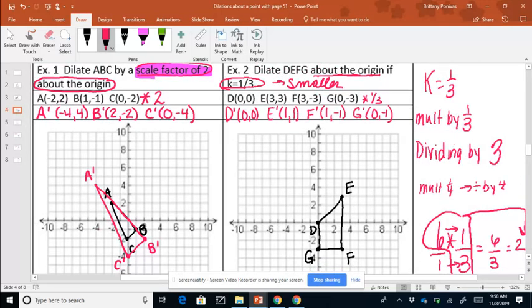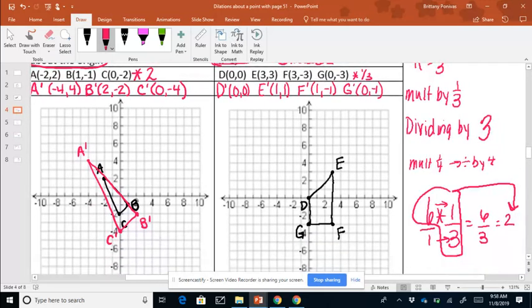So now we got to plot our new points. D prime is at 0, 0, so it's going to stay at the same spot. E prime is at 1, 1, so it's going to become here. F prime is at 1, negative 1, which is going to move here. And then G prime is at 0, negative 1, which is going to be here. And then connect those as best you can.